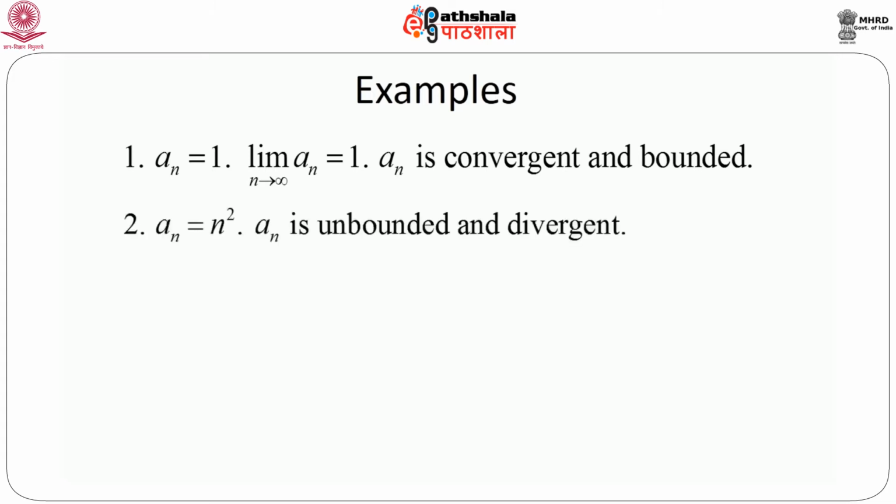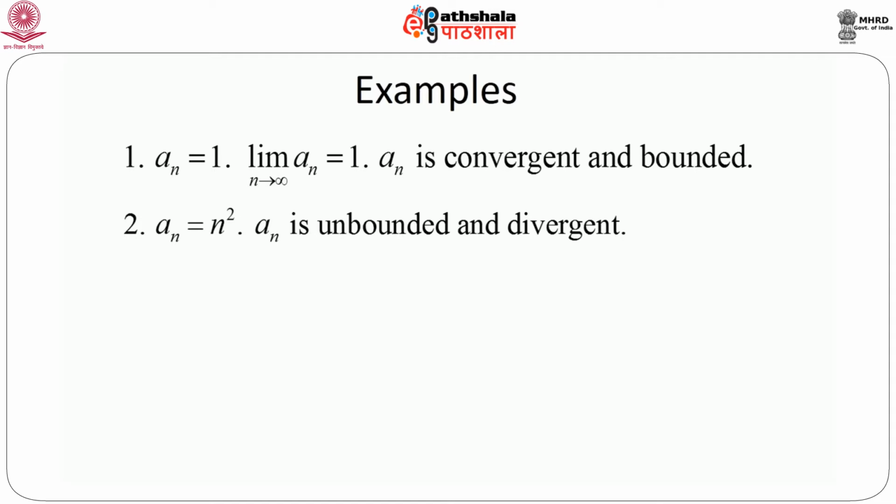Second sequence, we can consider an equals n square. Now you see, as n gets larger and larger, an also gets larger and larger, and it is not bounded by any fixed number. So as n goes to infinity, naturally we can say that an also goes to infinity. So we can say that an is unbounded and it is divergent.